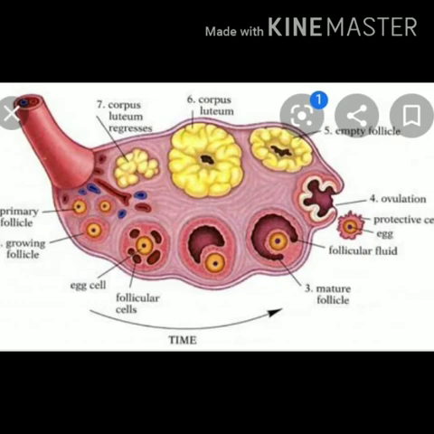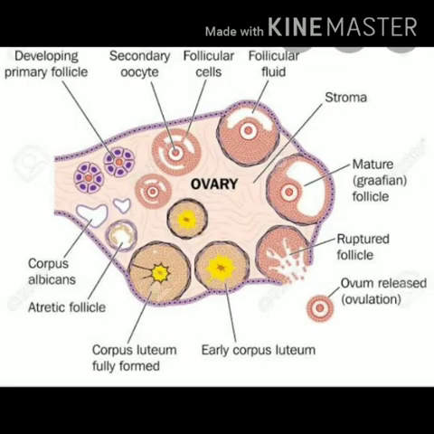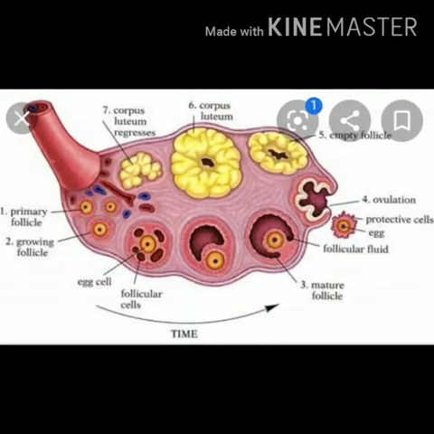Now, which hormone is produced by the Graafian follicle? The Graafian follicle secretes the female sex hormone, that is estrogen. Which hormones are produced by the corpus luteum? Estrogen, progesterone and relaxin are the three hormones produced by the corpus luteum.